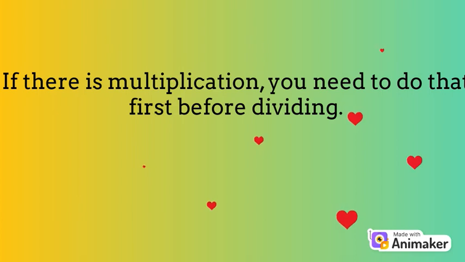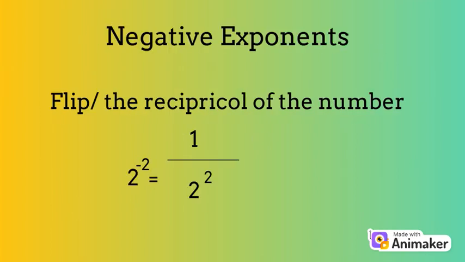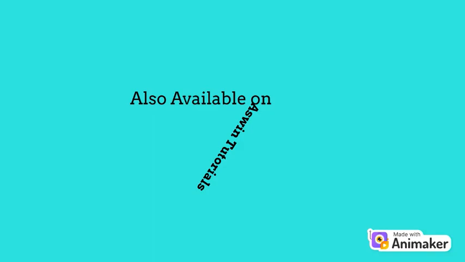If there's multiplication in the problem, you need to do that first before you do anything else in the problem, including dividing. For negative exponents, flip it or put a reciprocal number. So in this case, 2 to the negative second power is 1 over 2 to the second power.